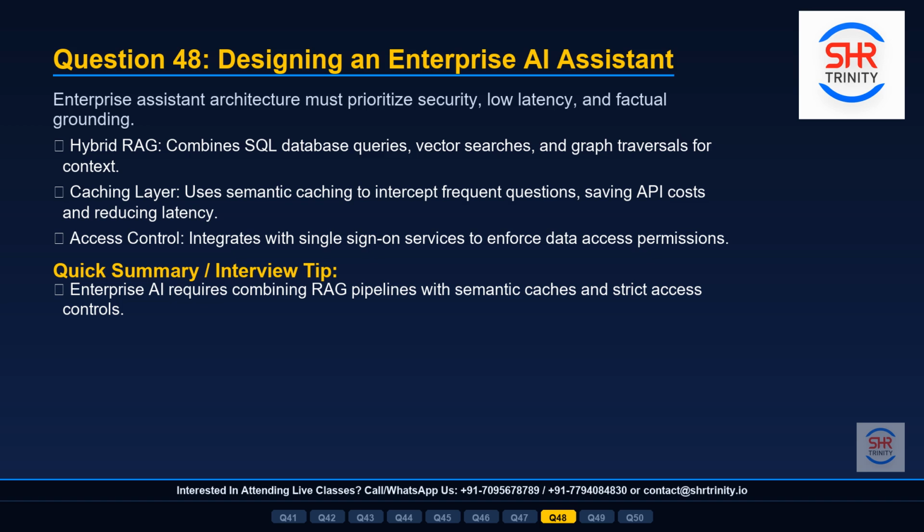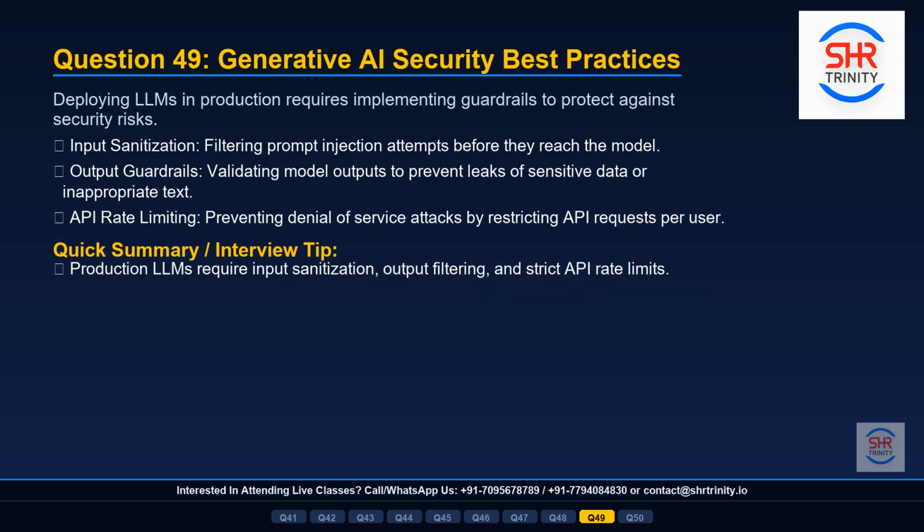Question 49. What are generative AI security best practices? Security is a top concern when deploying LLM applications. First, implement input sanitization to filter out prompt injection attacks where users try to override system rules. Second, use output guardrails, like Llama Guard or Nemo guardrails, to block responses containing sensitive data or offensive language.